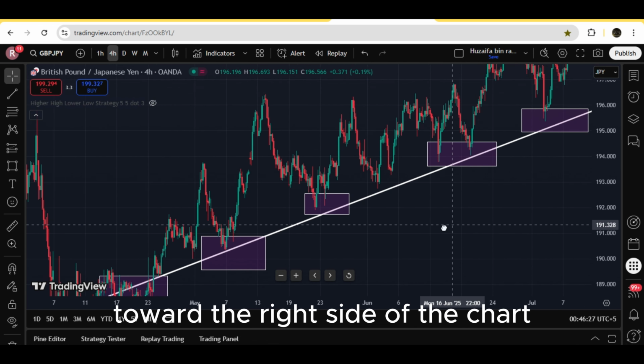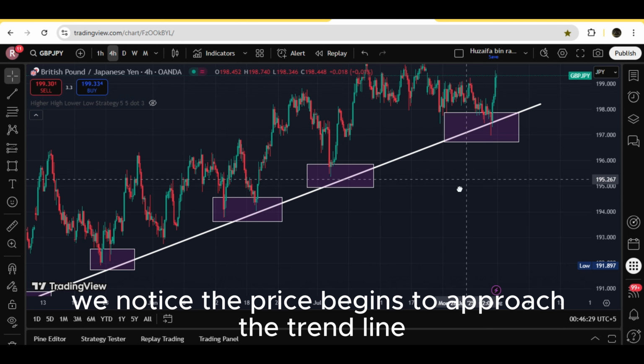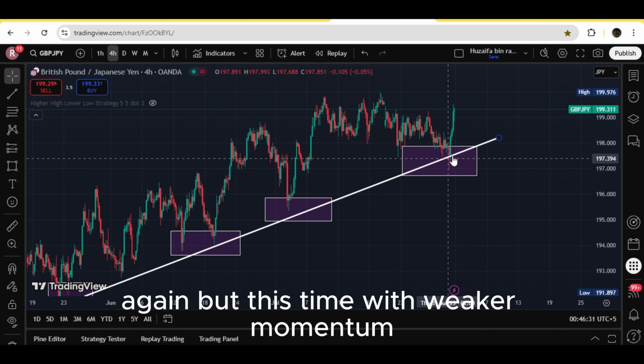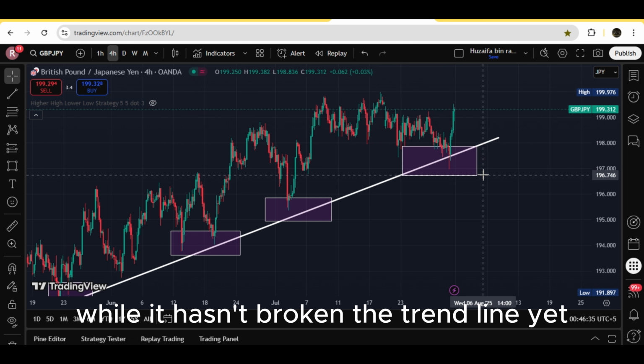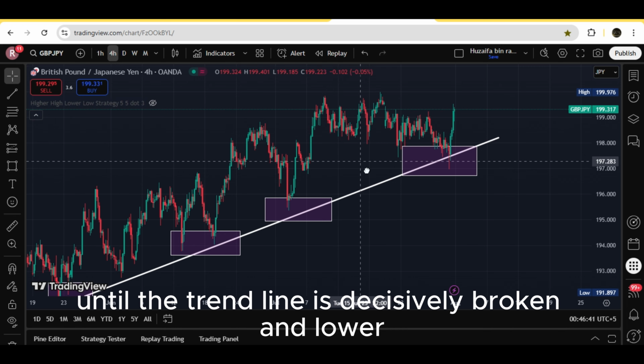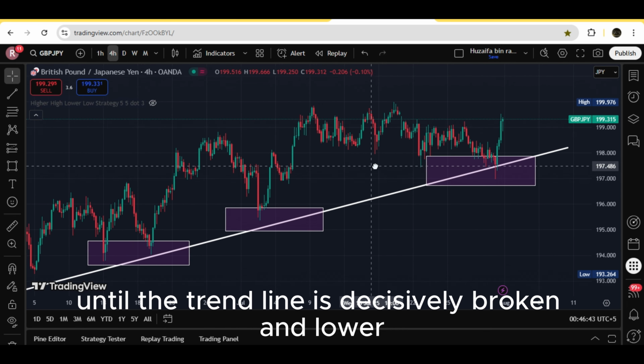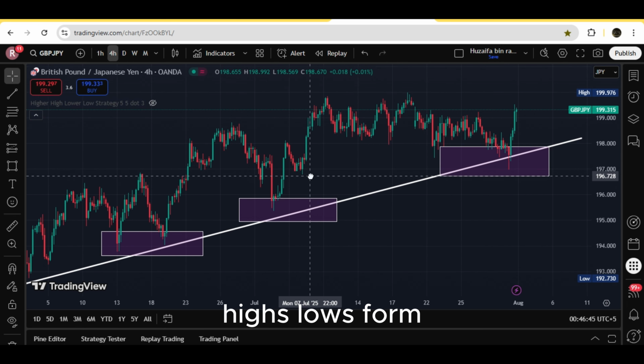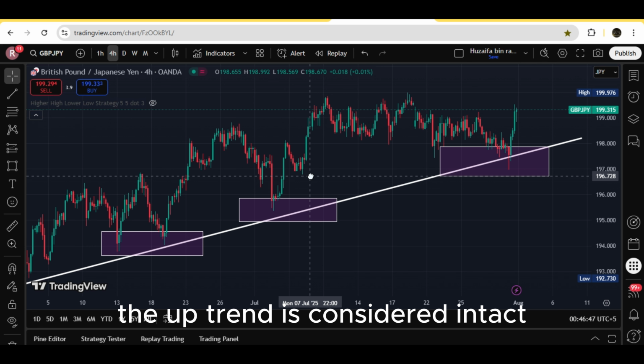Toward the right side of the chart, we notice the price begins to approach the trend line again, but this time with weaker momentum. While it hasn't broken the trend line yet, this could be an early signal of trend exhaustion. However, until the trend line is decisively broken and lower highs-lows form, the uptrend is considered intact.